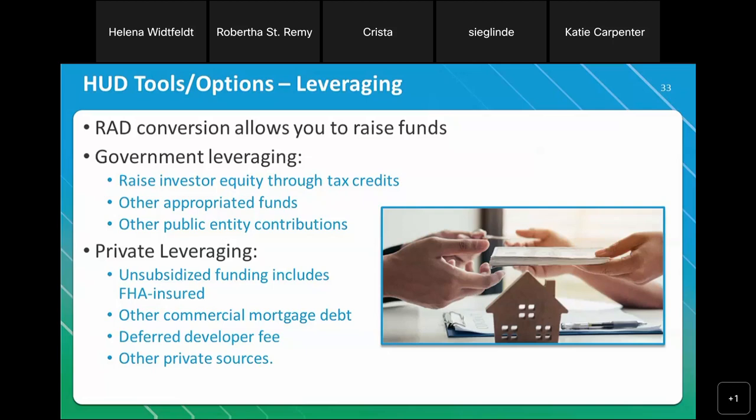In the private leveraging, you have unsubsidized funding that includes your FHA insured financing and commercial mortgage debt. Don't count out your banks. Always check with them. They usually have a private development arm. They are lower in fees and have fewer restrictions. You may pay a little bit more on interest, but they can be a great partner by removing some of the other requirements. You can also consider deferring developer fees or having other private sources.